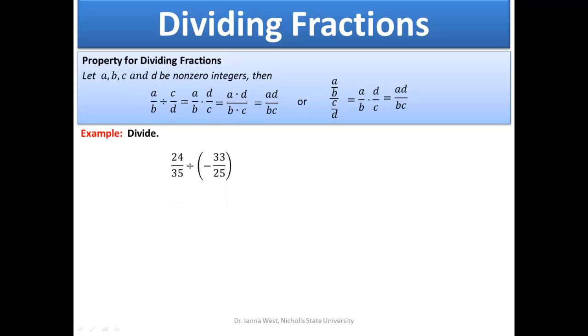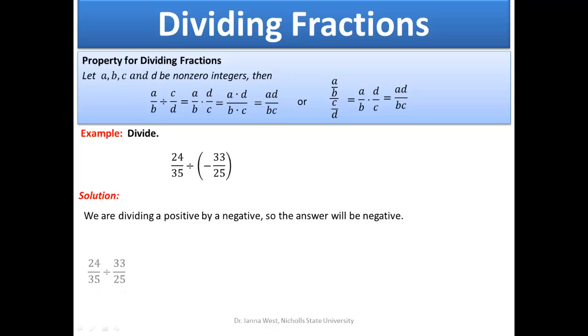24/35 divided by -33/25. We are dividing a positive by a negative, so the answer will be negative. But for simplicity, we will first perform the operation of division without regard to the signs, and then we will apply the appropriate sign rule to find the final answer.